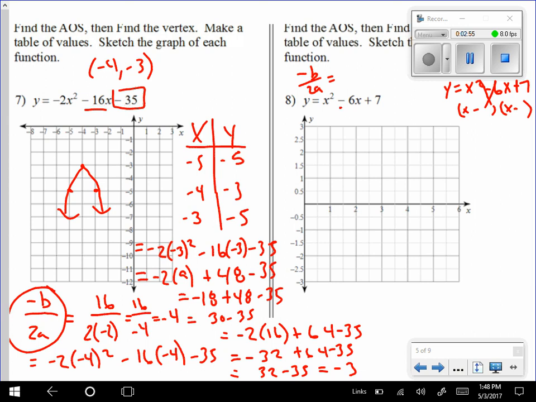So we would have the opposite of negative 6, so positive 6, over 2 times 1, which would be 2, so we'd have 3. To find my y value there, I would have 3 squared minus 6 times 3 plus 7. So I'd have 9 minus 18 plus 7, which would give me negative 9 plus 7, or negative 2. So my vertex is at 3, negative 2.